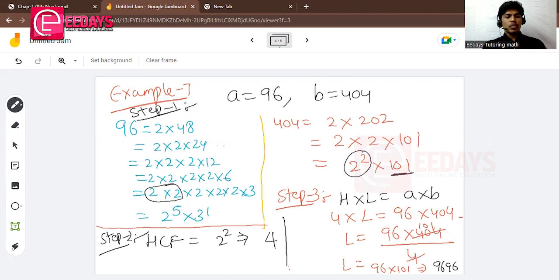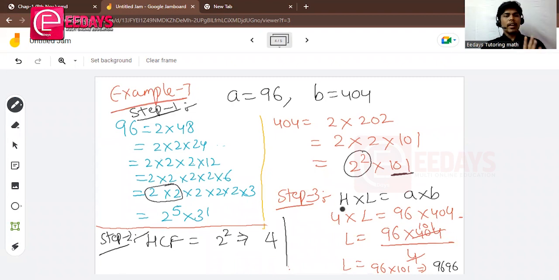2 square is the common from both of the sums. That's why 4 is the HCF. And I think you know the formula: HCF into LCM is equal to A into B. HCF we already found, 4. And LCM, we don't know, that's why you keep it the same. After transferring 4 to the other side, you'll get the LCM value.